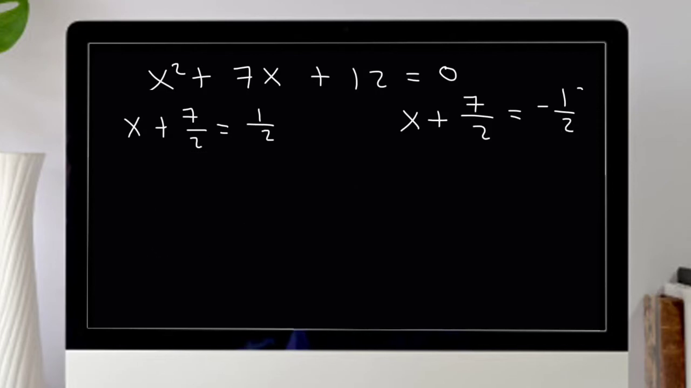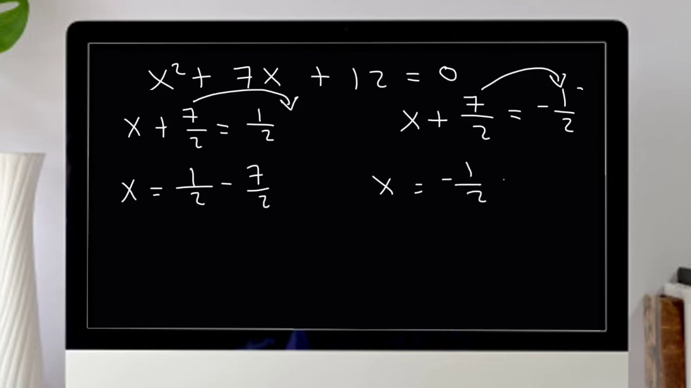So to get x by itself, we need to move the 7 over 2 from the left side to the right side. So it's going to change from positive 7 over 2 to negative 7 over 2. Anytime you move a number from one side of the equation to the other side, it's going to change sign. So we're going to have x is equal to 1 over 2 minus 7 over 2. And for the other one, x is equal to negative 1 over 2 minus 7 over 2.